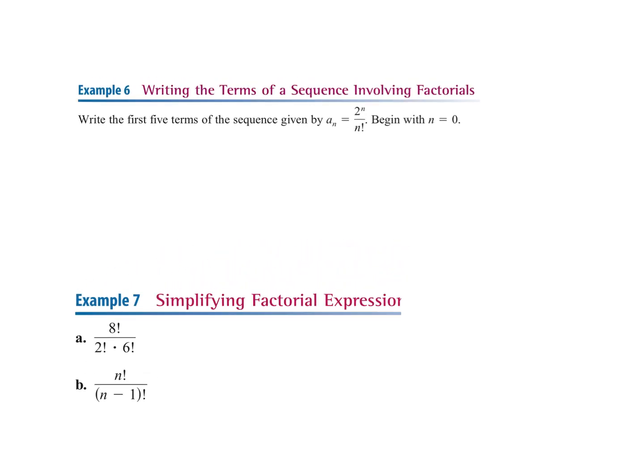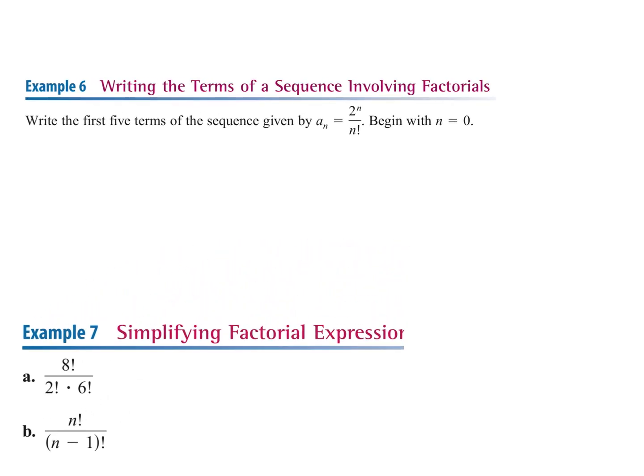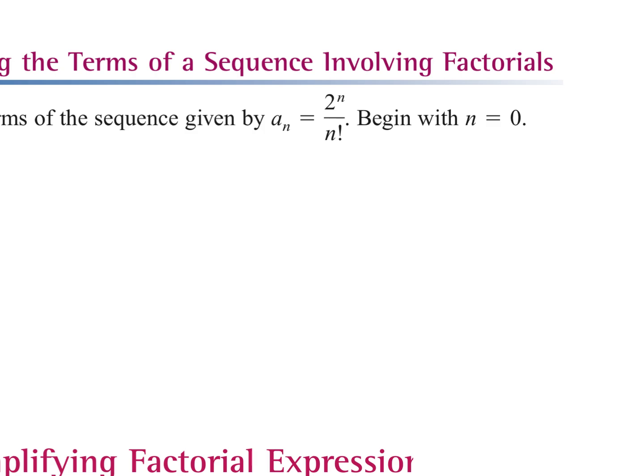So in example 6, we want to write the first 5 terms of the sequence given by a sub n is equal to 2 to the power of n divided by n factorial. Begin with n is equal to 0. So our first term we want to find is a sub 0. So what am I going to plug into the n's? 0. So 2 to the power of 0 over 0 factorial. What is 2 to the power of 0? 1. Awesome. And what is 0 factorial? 1. So 1 divided by 1 would be 1. Perfect. So our first term is 1.